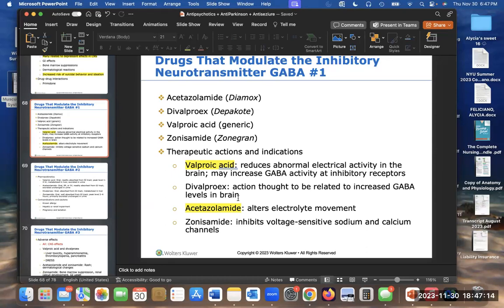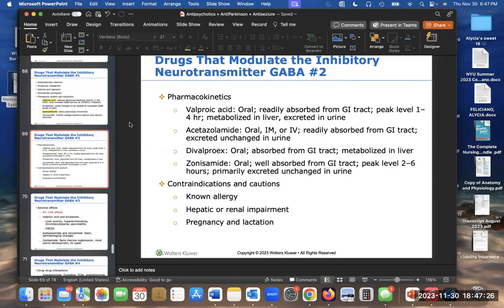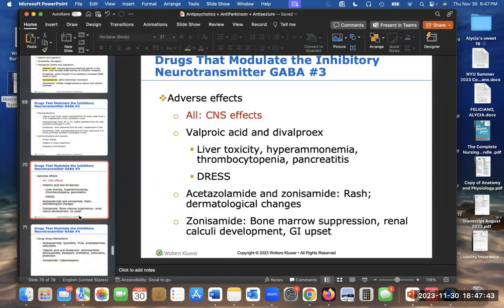The other ones work on GABA, so divalproex works on GABA, and zonisamide works on sodium and calcium, but I know some ones that I've seen a lot are valproic acid and acetazolamide. Okay, like I said, you can look into the pharmacokinetics, but they're not going to really test you so much on that. It's going to be, what are my contraindications, what do I teach my patient, and what are my adverse effects? So we already know allergy, hepatic, renal impairment, pregnancy, CNS problems, all of that, okay?